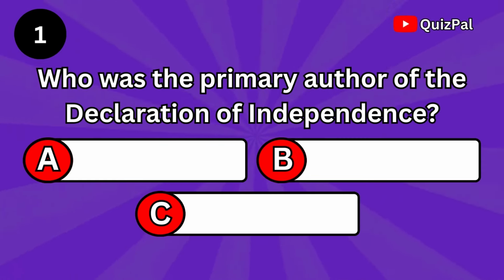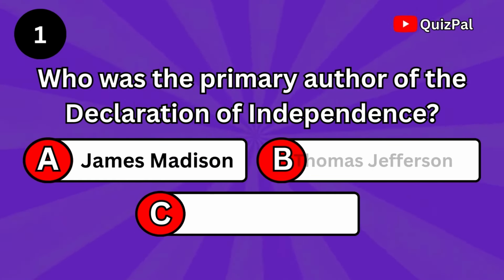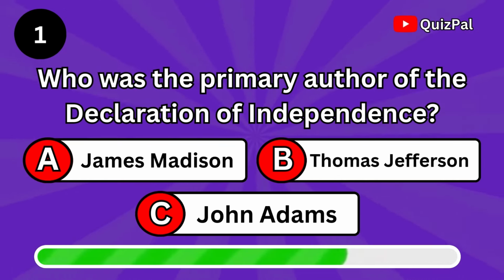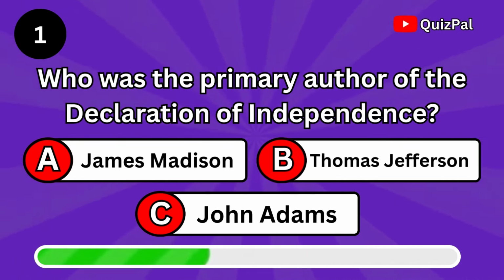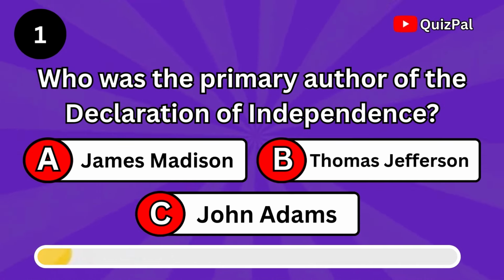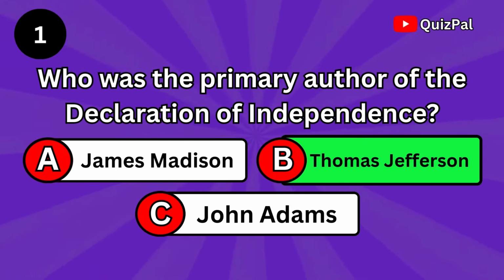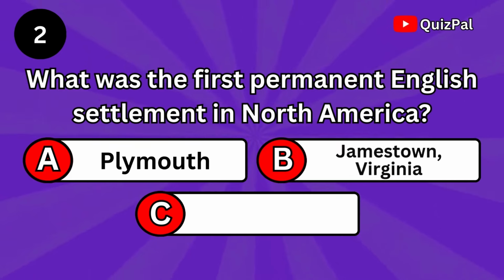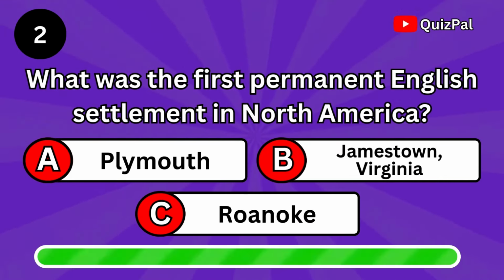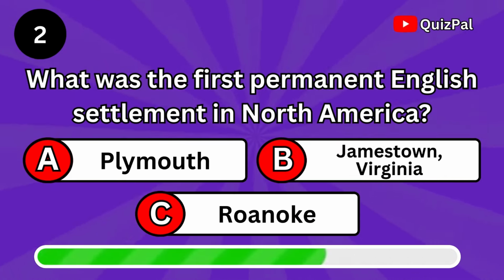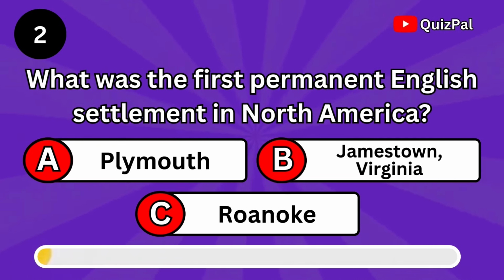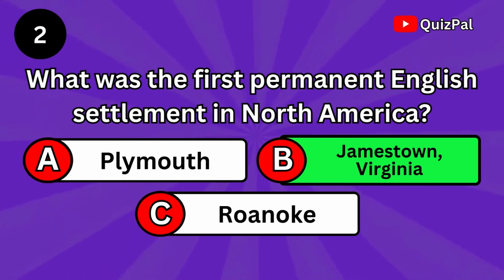Who was the primary author of the Declaration of Independence? Thomas Jefferson. What was the first permanent English settlement in North America? Jamestown, Virginia.